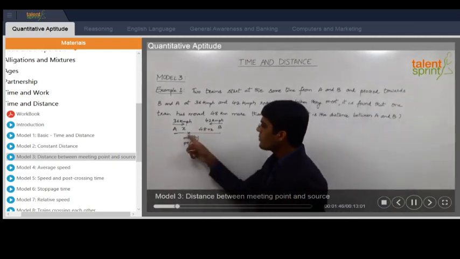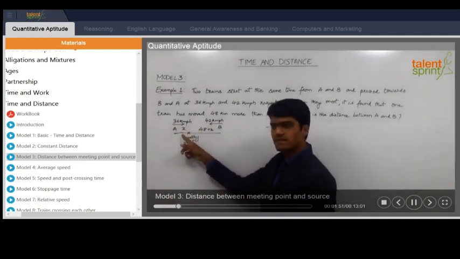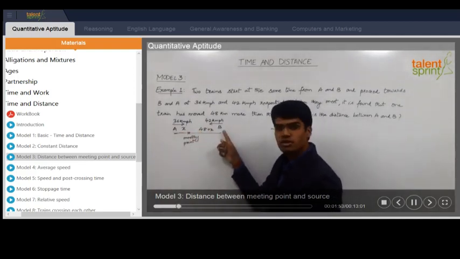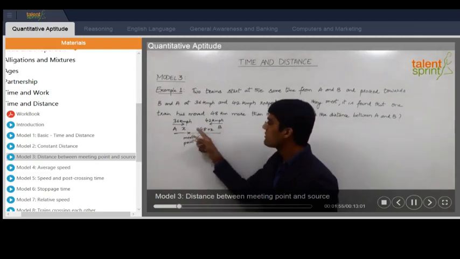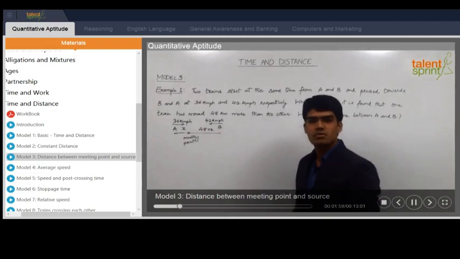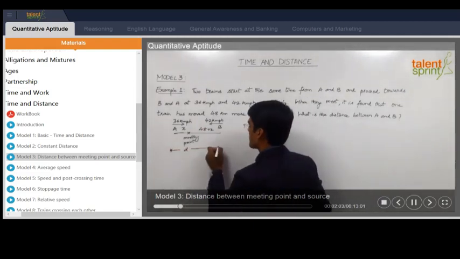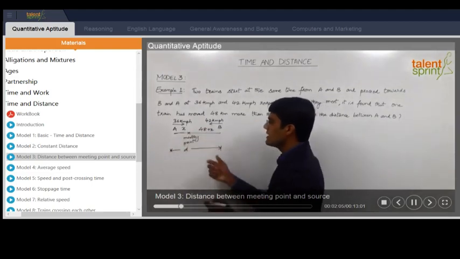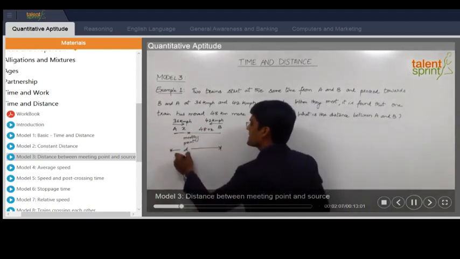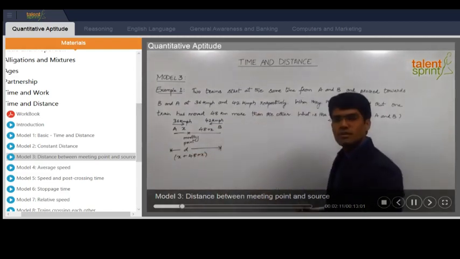So up to the meeting point, if the distance of the first train which comes from station A is x, then the distance of the second train which started from station B should be 48 plus x. We are supposed to find out the total distance between the 2 stations A and B. Let us assume that the total distance here is D. So as you can see, the total distance can be taken as x plus 48 plus x, or that is nothing but 2x plus 48.